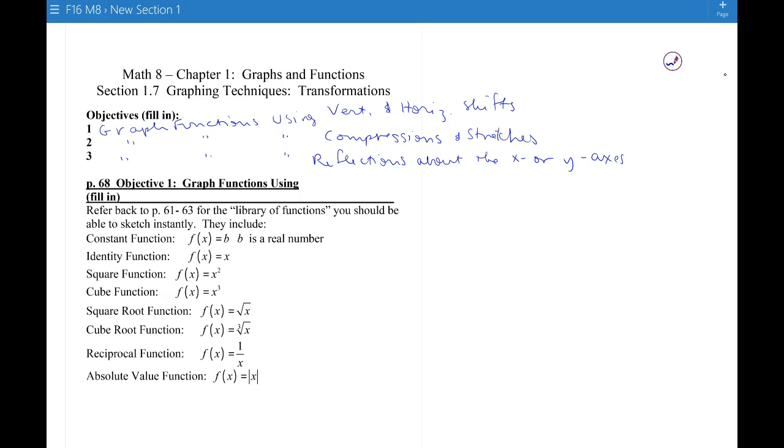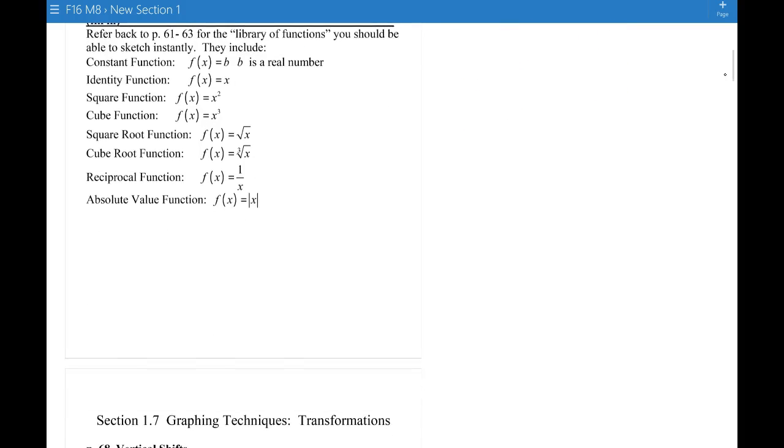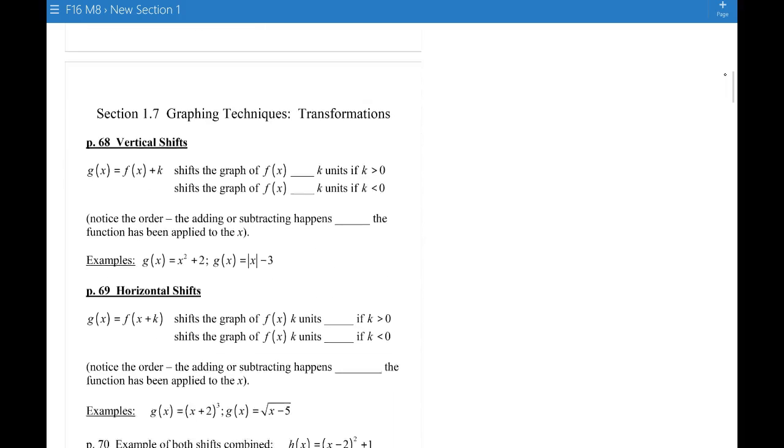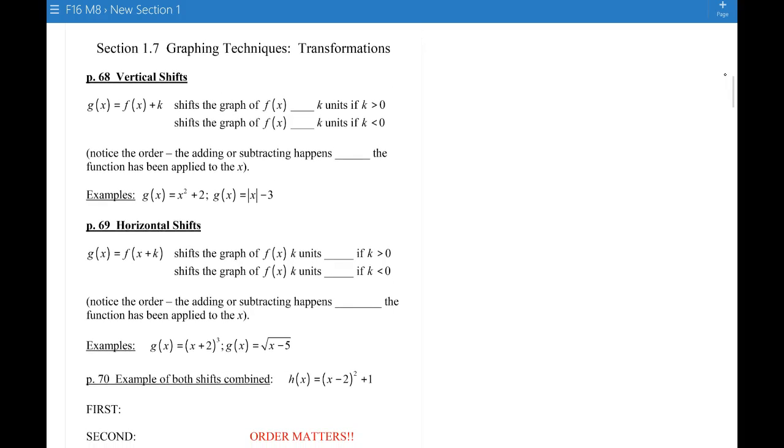So if you need some refresher, go back to page 61 to 63 for the library of functions that you should be able to sketch instantly. So they include a constant function, the identity function, the square function, the cube function, square root, cube root, reciprocal, and absolute value. So those should be in your tool bag. If they're not, go to page 61 to 63 and make sure you do have them in your knowledge base.